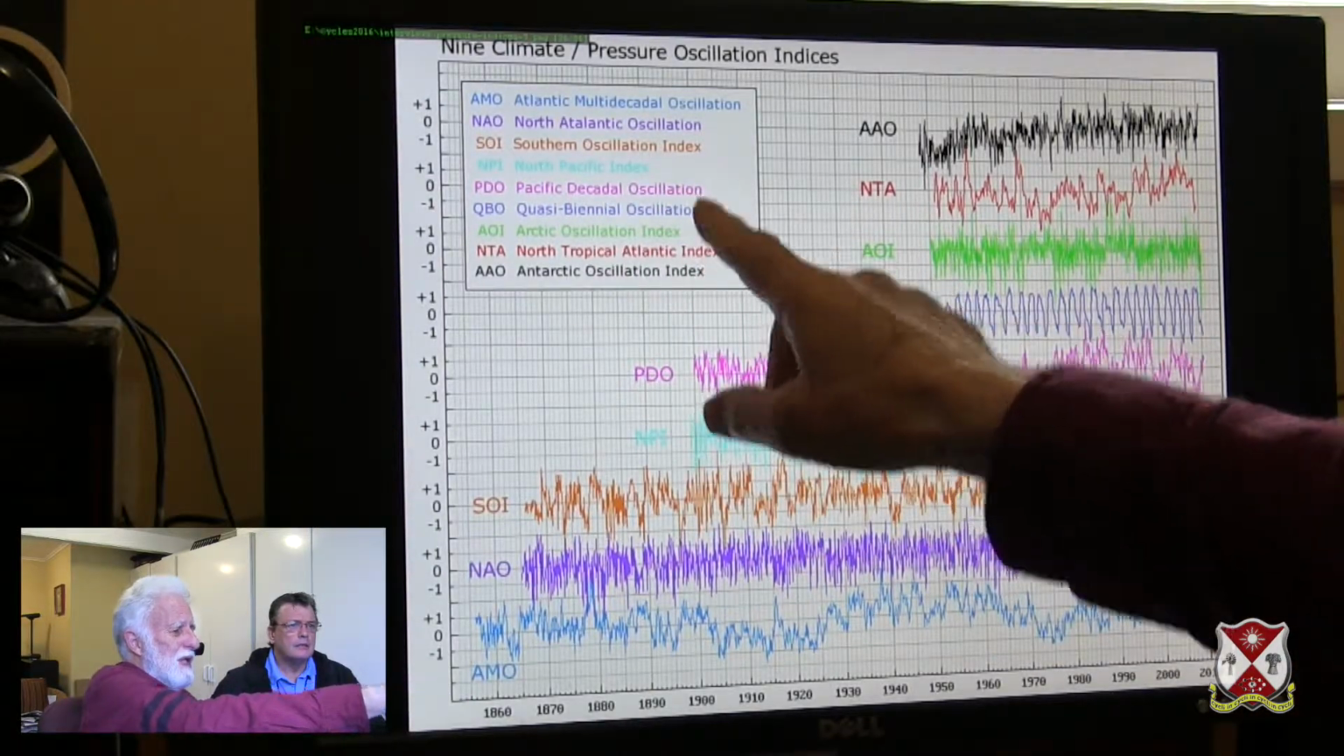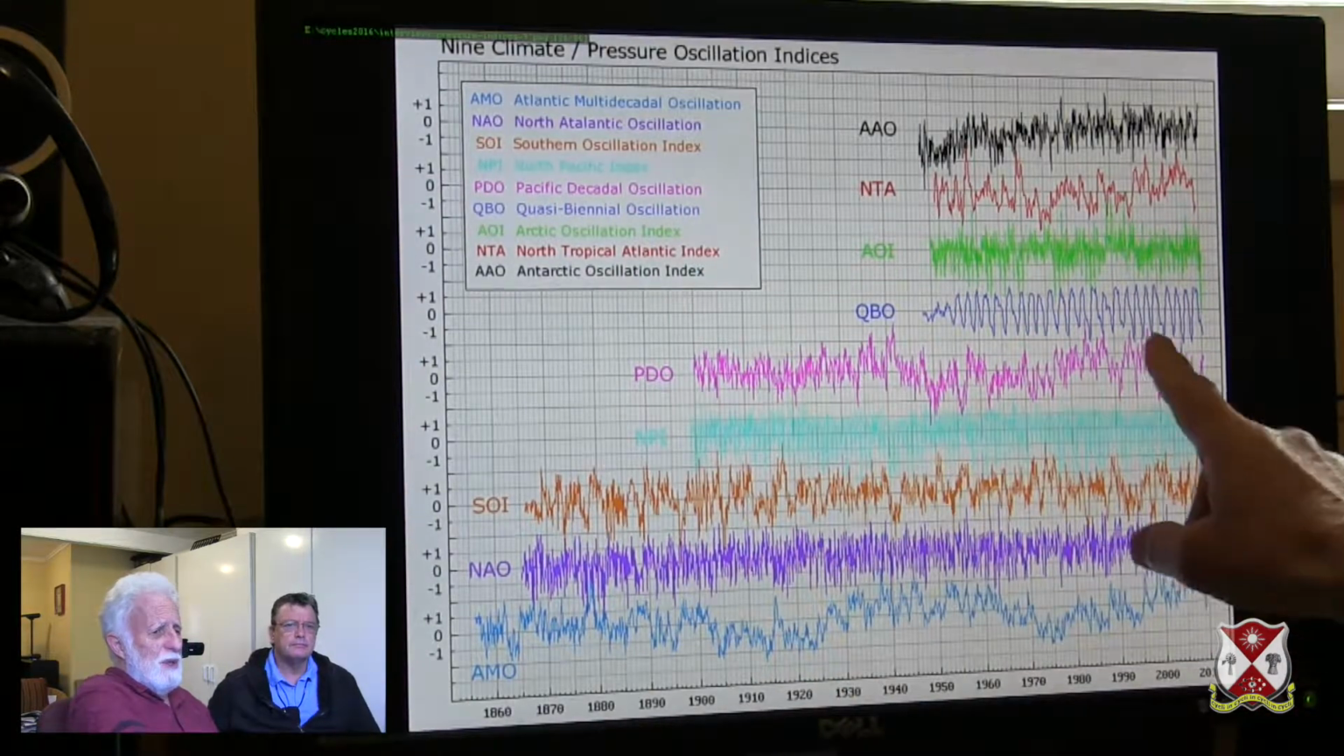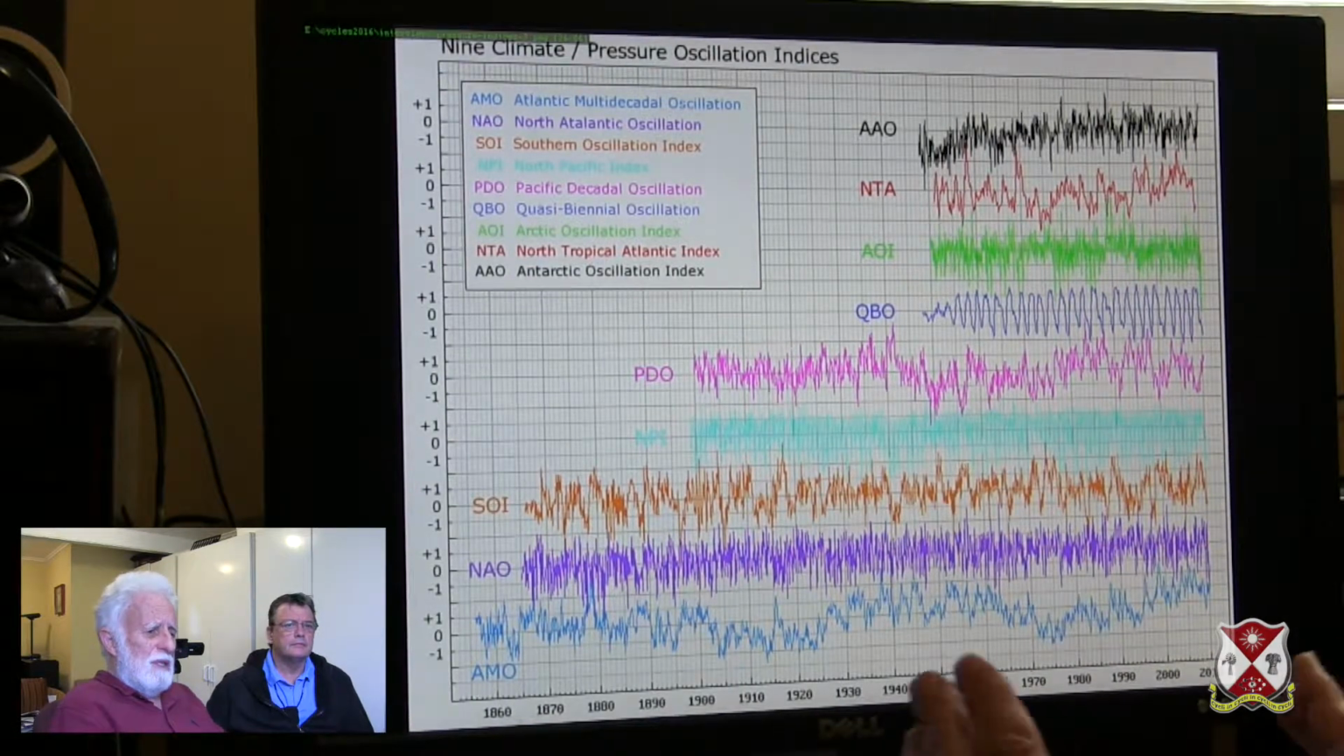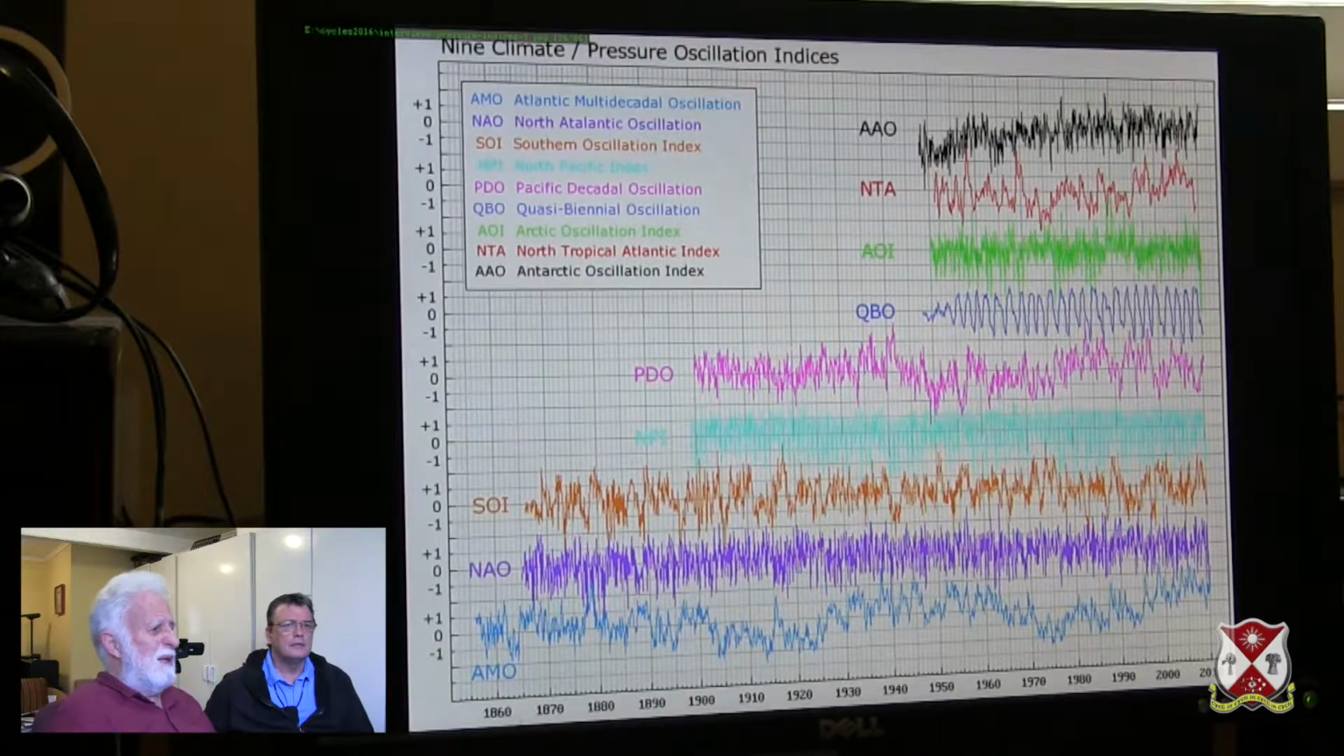Pacific Decadal Oscillation, in fuchsia. This one again has a longer term one, and maybe that's also 60 years, slightly different phase to that one, almost opposite but not quite.